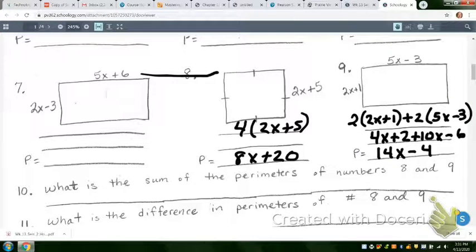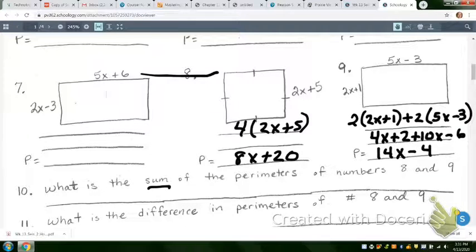All right, so now let's look at problems 10 and 11 and maybe 12. Those are the harder problems, so let's do those together. It says, what is the sum of the perimeters for numbers 8 and 9? Well, here's the answer to number 8. Here's the answer to number 9, and I want the sum of those two.